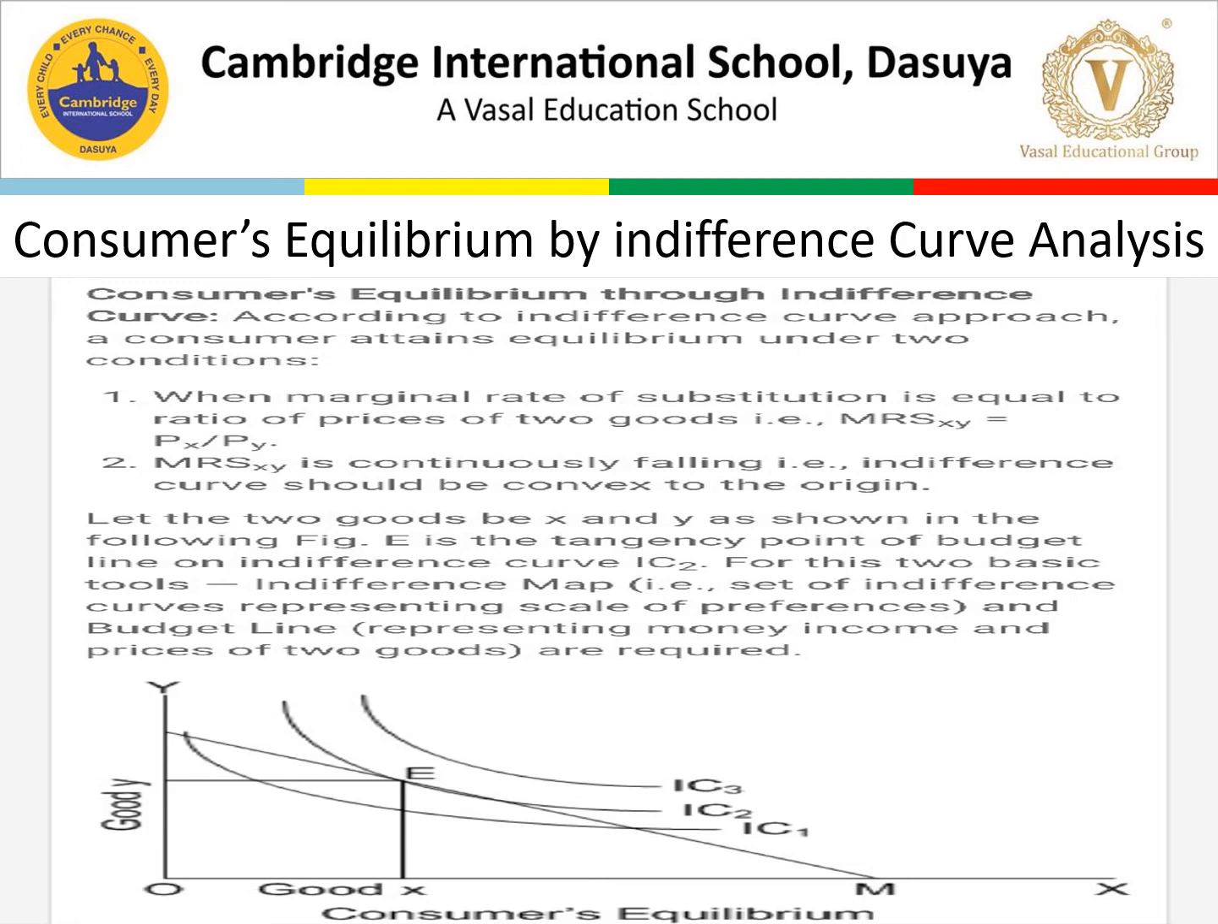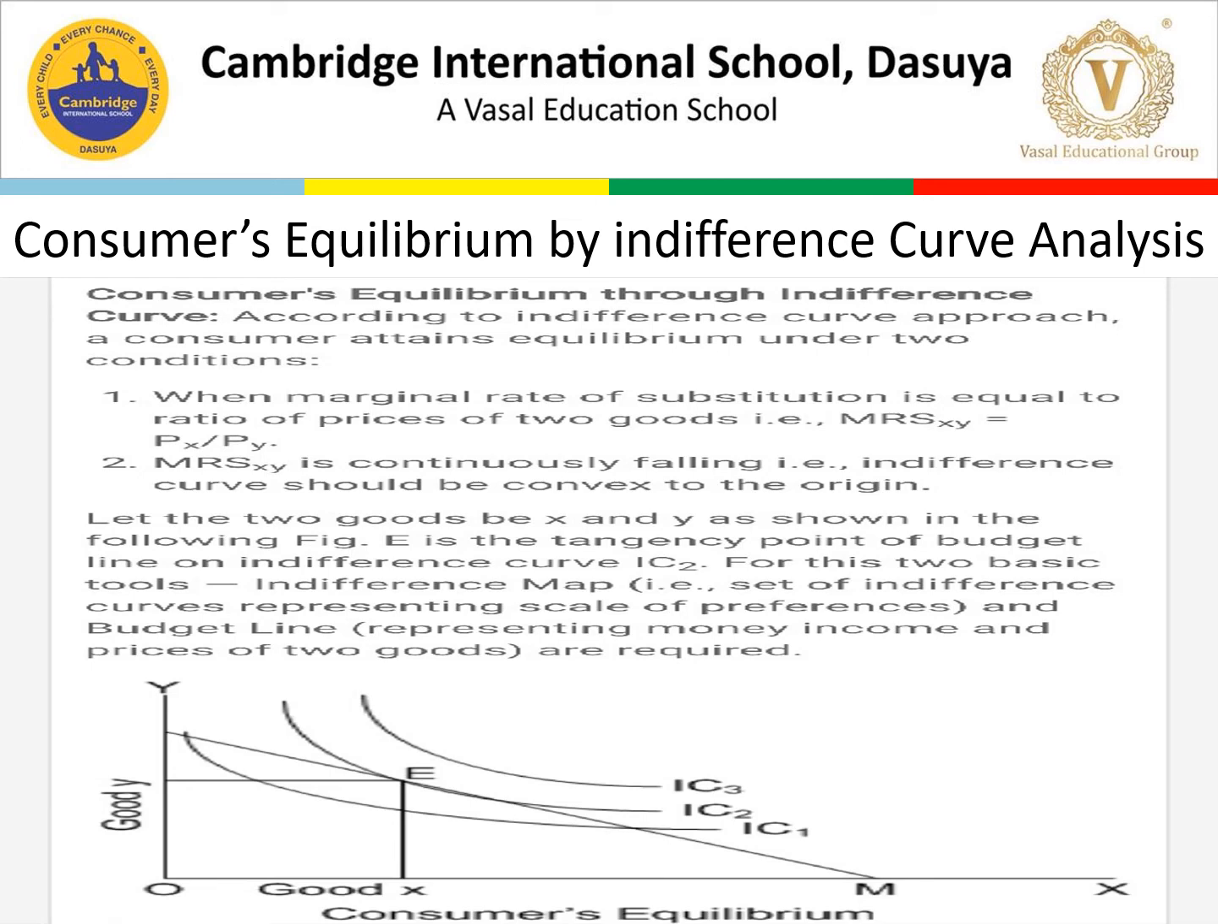The first condition which I have to talk about is when the marginal rate of substitution, MRS, is equal to the ratio of prices of two goods, that is equal to Px over Py. So this is the first condition. If it is equal, then we are talking about consumer's equilibrium in the indifference curve analysis.